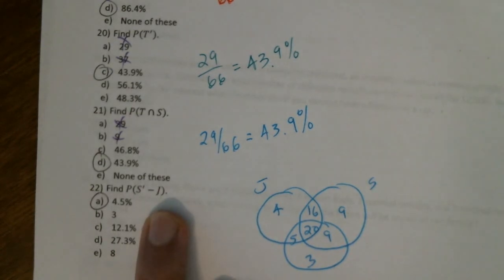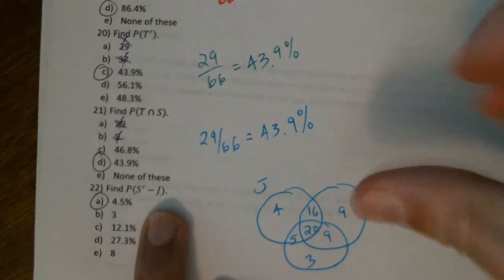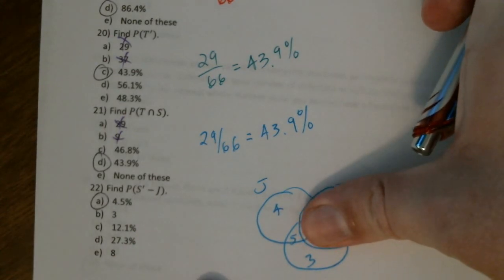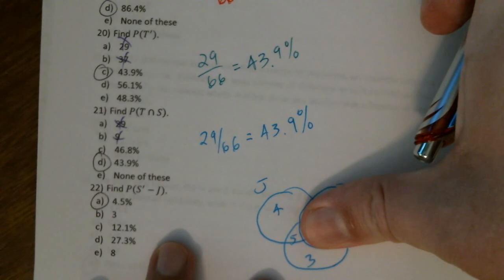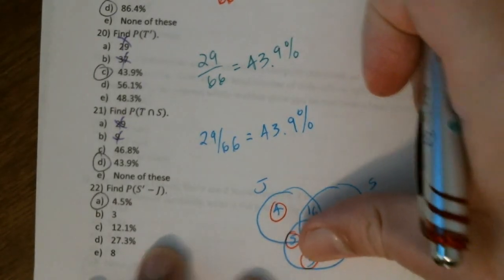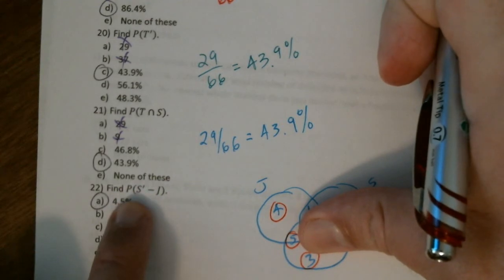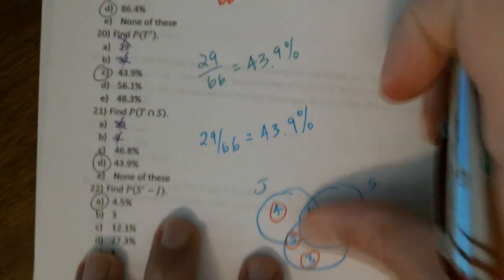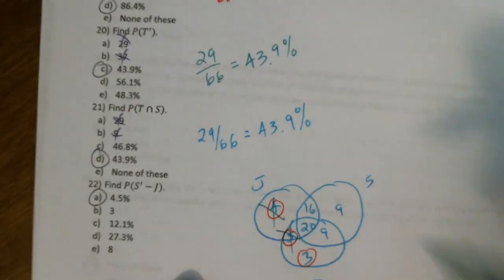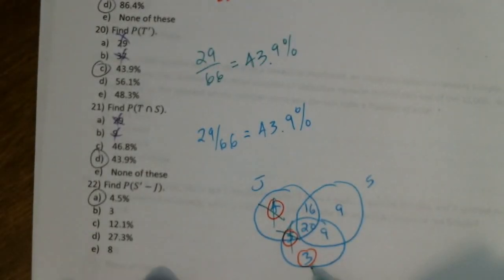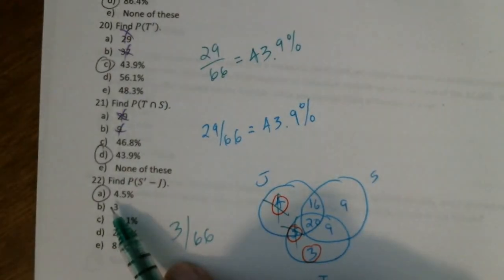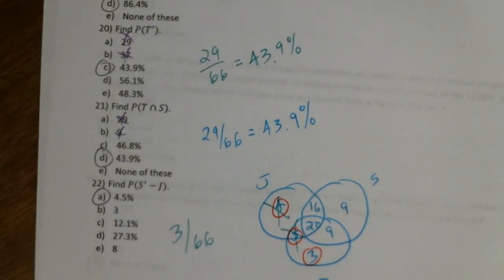Let's circle all of our not S's. I used the playing card when I taught this lesson: cover up everything. I don't want anything with S. That's going to be my 4, 5, and my 3. From these red guys, I want to subtract out the J's. Only from those red guys, I want to take out the J's. That's only going to leave me with 3. And 3 out of the total of 66 comes out to be 4.5%.